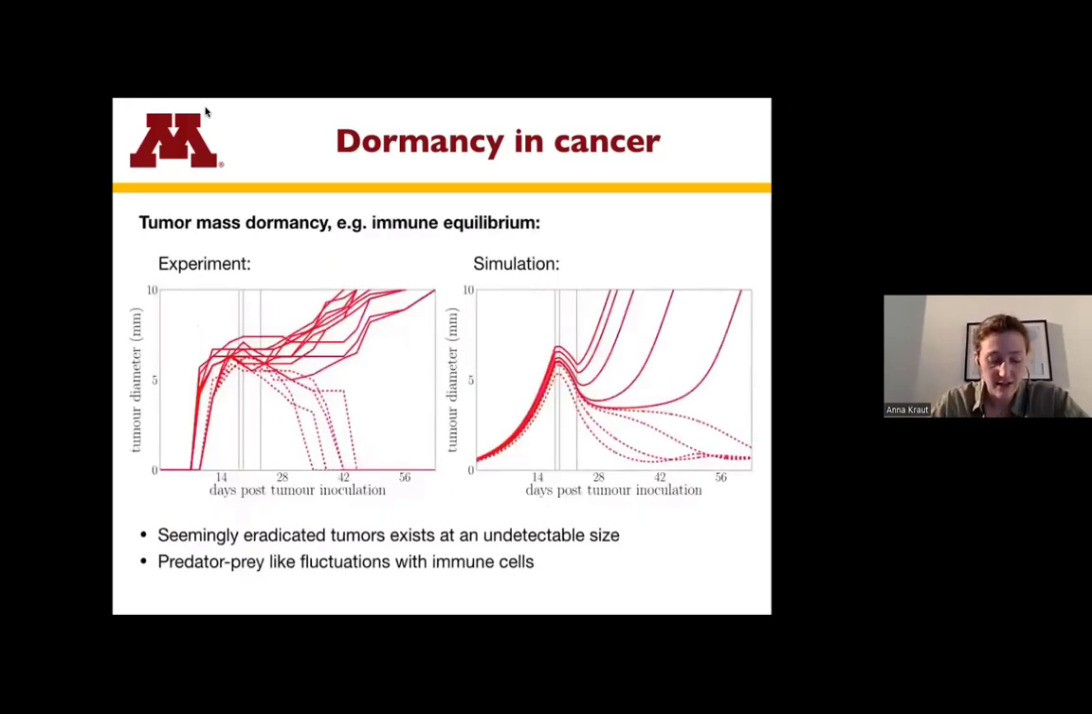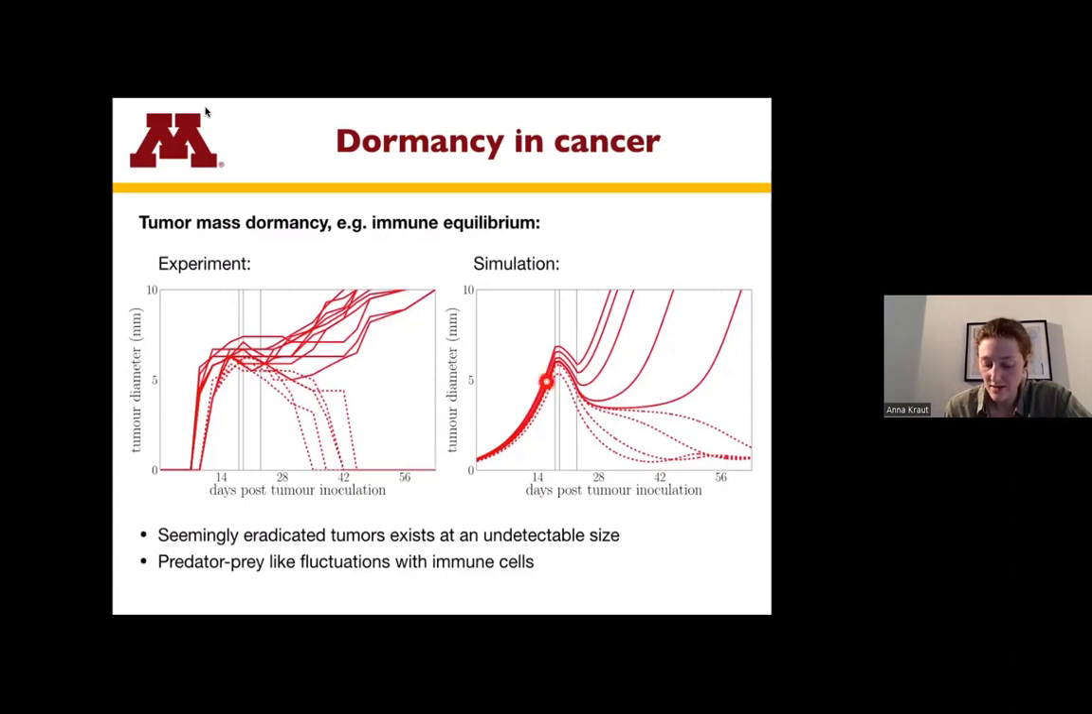And just as an example for this somewhat undiscussed case of tumor mass dormancy, we have actually seen this in a project that I've been working on in Bonn, where we study immunotherapy of melanoma, so skin cancer, where on the left here you see the experimental data where in the cases of successful treatment, the tumor seemingly dies out and is undetectable.